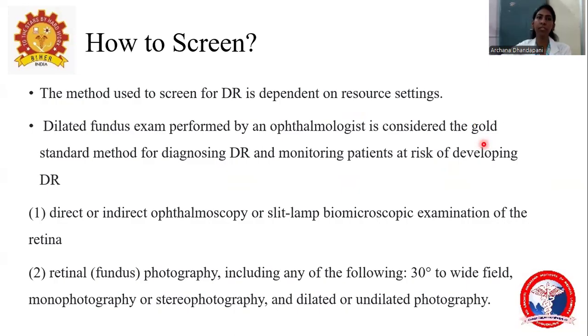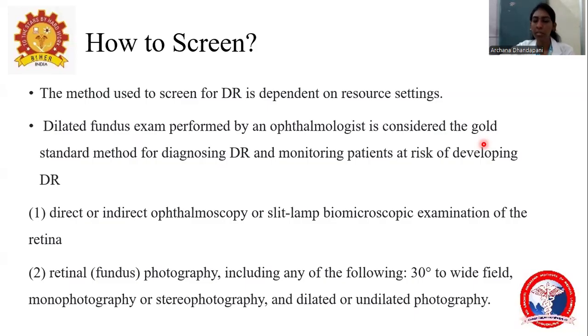There are various methods we can use to screen diabetic retinopathy. This depends on the resource setting. What are the instruments we have at our institute? Dilated fundus examination performed by an ophthalmologist is considered the gold standard method for diagnosing diabetic retinopathy and monitoring patients at risk of developing diabetic retinopathy.